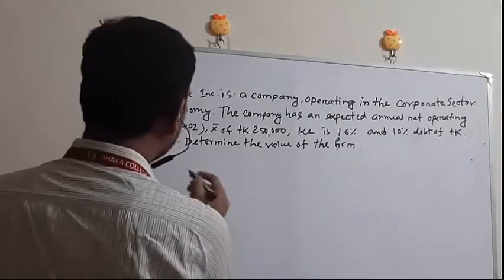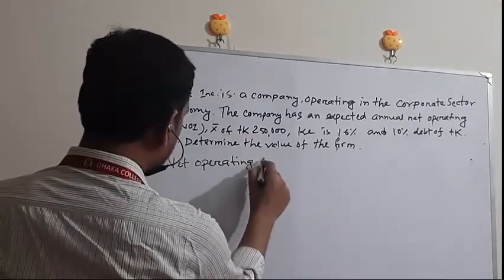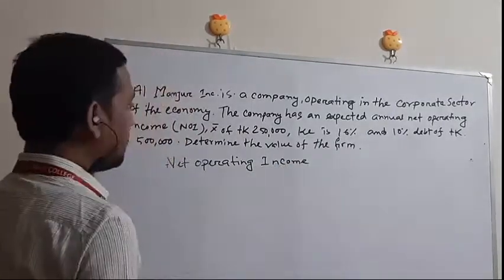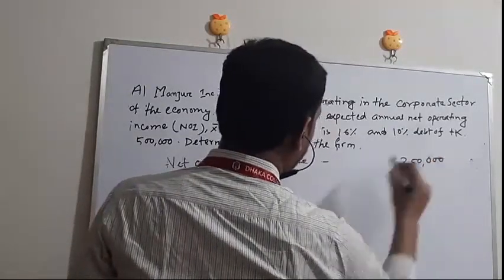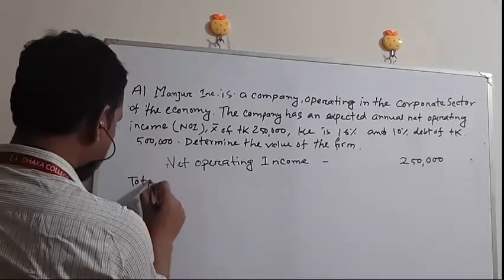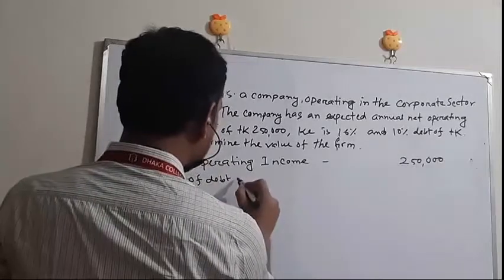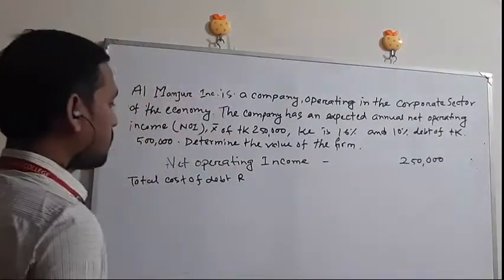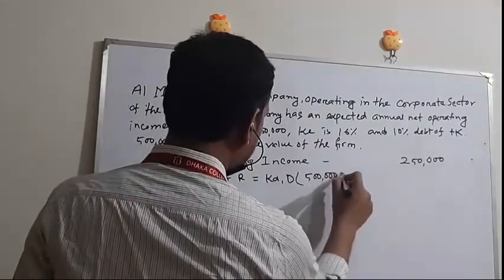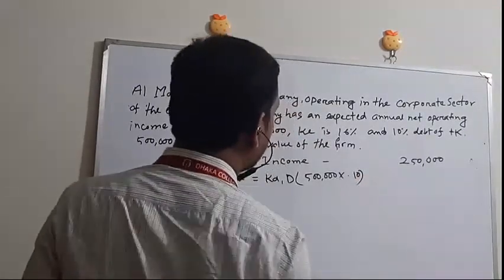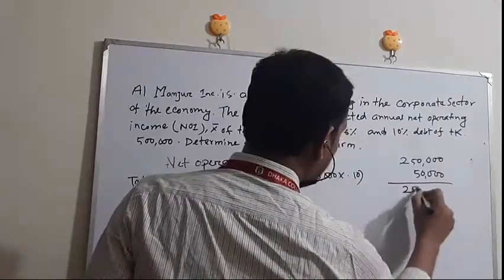At first, net operating income is 2,50,000 taka, and then the total cost of debt, which is expressed as R, equals KD times D, that is 5 lakh times 10%, which is 50,000 taka.